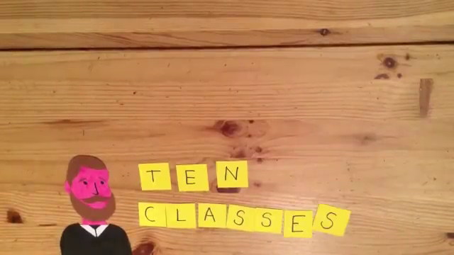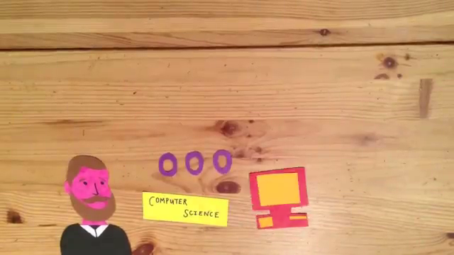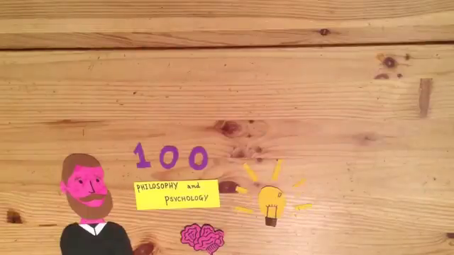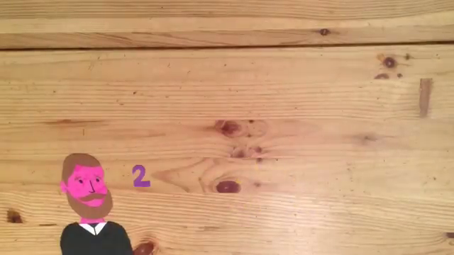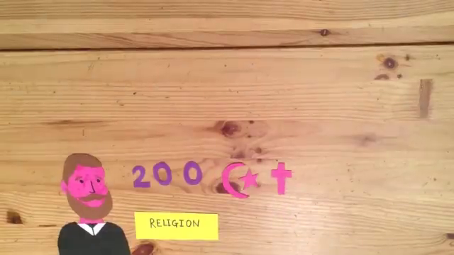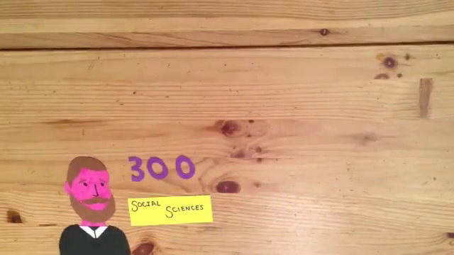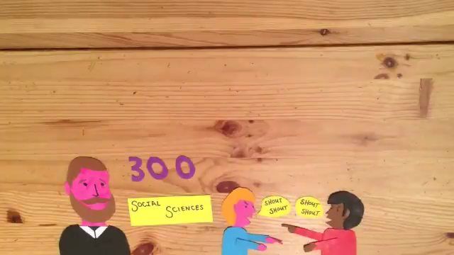So the first of these classes is 000, which goes up to 099.99999, computer sciences, 100s, philosophy and psychology, then the 200s, which is where books on religion are found, including religious texts, the 300s, which is social sciences, which includes politics.